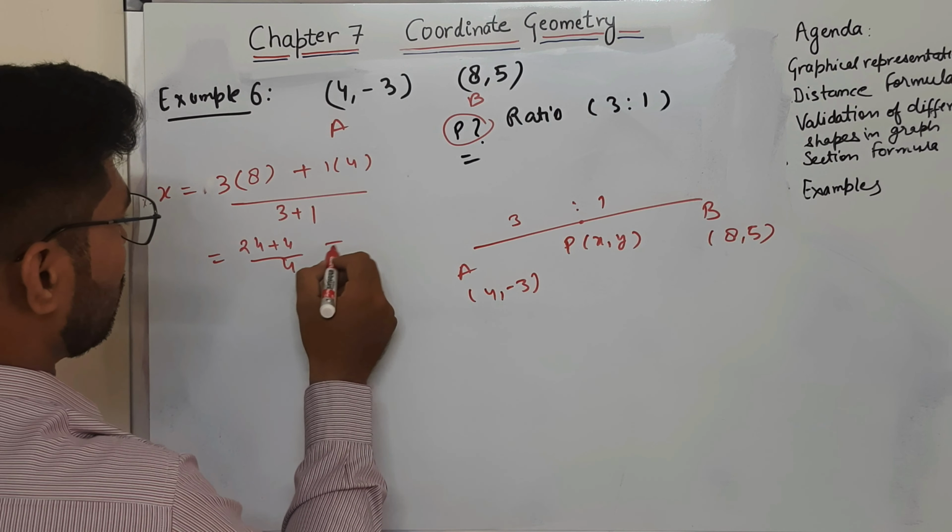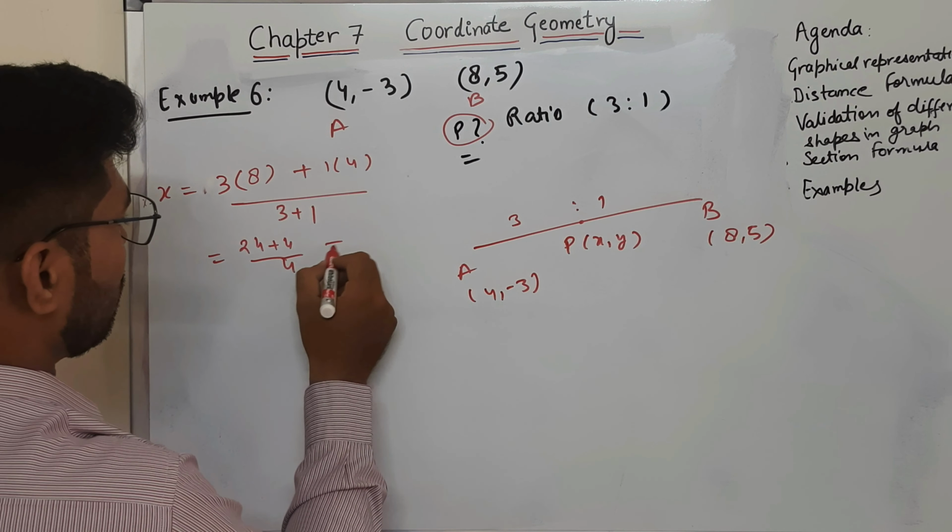So we have two points A and B, and a third point P divides this line segment in some ratio. We need to identify that ratio. Let's suppose this is point A, this is point B and this is point P. It divides in the ratio of, let's suppose, m:1. Now this point P is (-4, 6). We need to identify the ratio in which this point divides this line segment.